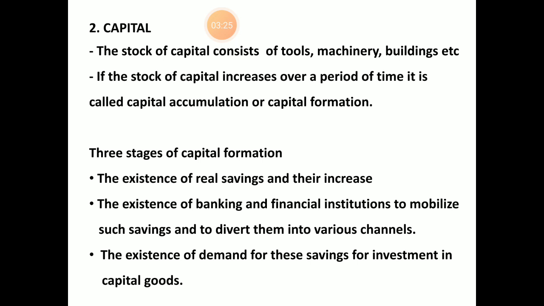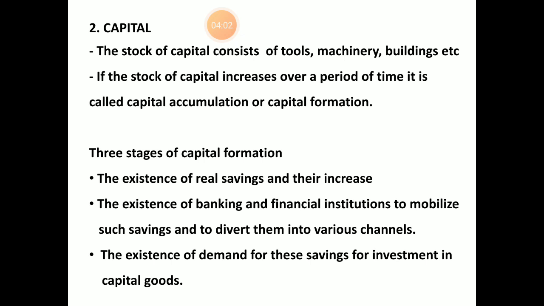The second factor that determines economic development is capital. Capital plays a crucial role in the process of economic development. In economics, capital refers to the produced means of production. This stock of capital consists of tools, machinery, buildings, etc., which are known as physical reproducible means of production.